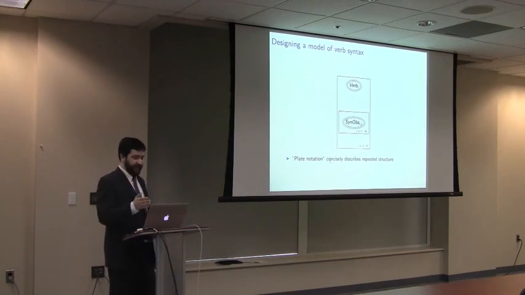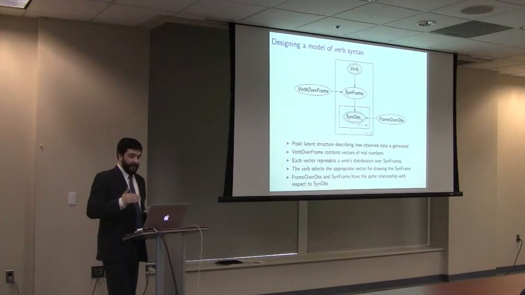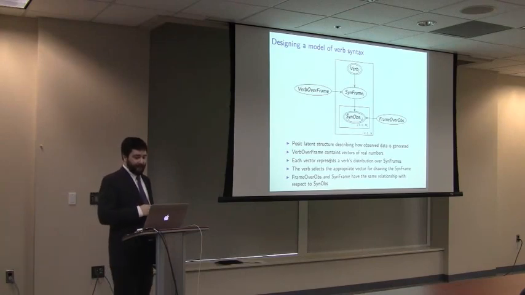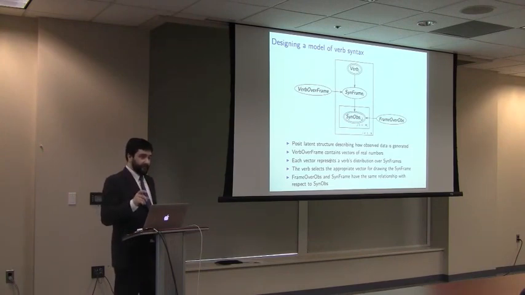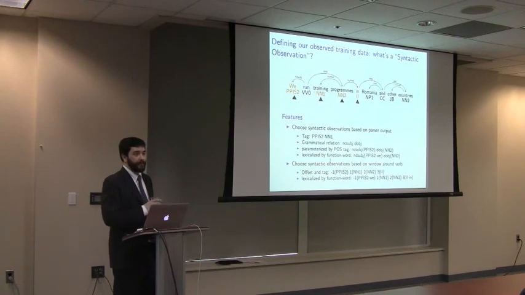So returning to designing the Bayesian network itself, we can use plate notation to condense it a little bit. So we have n instances, where each instance has a specific verb and a set of syntactic observations that we believe have occurred with that verb. And we're going to posit some latent structure that explains how these relate together. So the verb over frame and frame over observation nodes are going to be sets of categorical distributions.